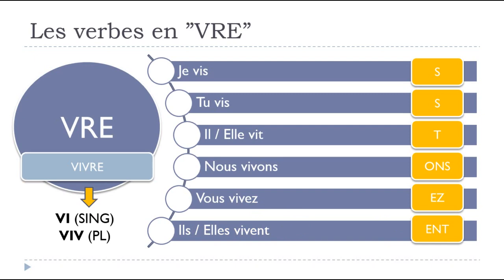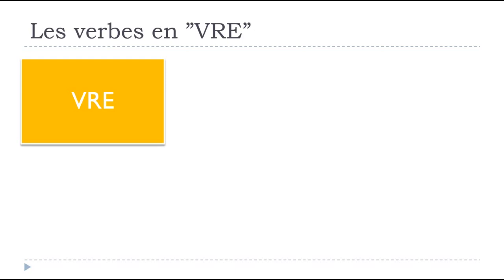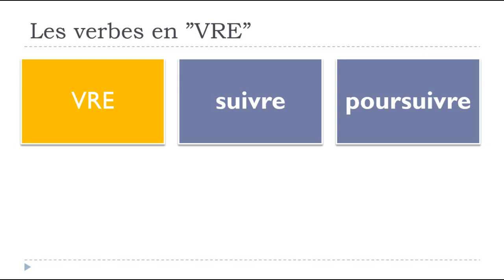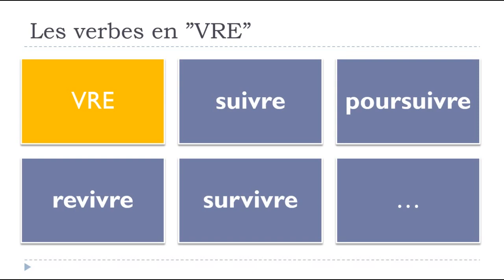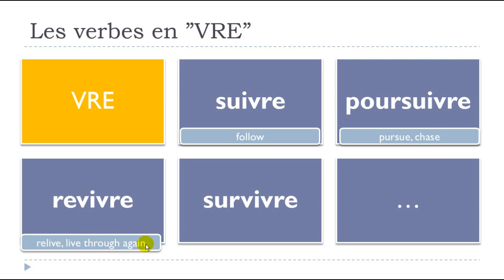Alright? So let's see now what verbs are actually conjugated like vivre. And we've got suivre, poursuivre, revivre, survivre, and a few others, but these are the main ones. So, suivre, poursuivre, revivre, survivre. Okay, so let's see what they mean. Suivre, it's to follow. Poursuivre, pursue, chase. Revivre, relive, live through again. Survivre, survive. Okay, and these verbs will actually be conjugated like vivre that we saw a few minutes ago.